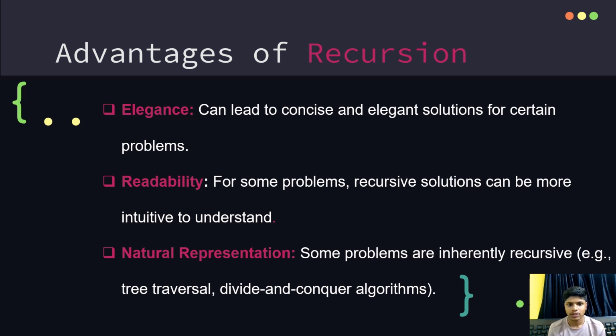Recursion can offer some real advantages. Let me see one by one. Elegance. For certain problems, recursive solutions can be incredibly elegant and concise. Next, readability. Sometimes a recursive approach can make the logic of a problem much easier to understand. Next is natural representation. In this, some problems are inherently recursive in nature, like traversing tree data structure or implementing divide and conquer algorithm.